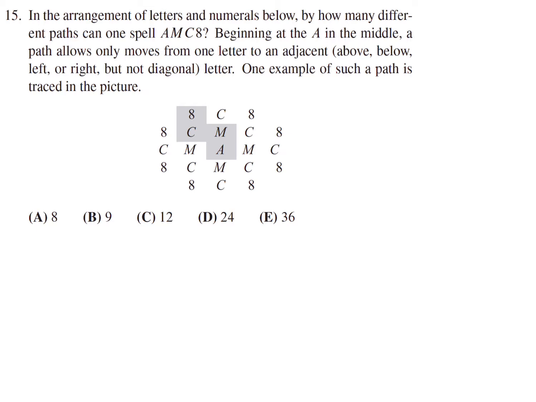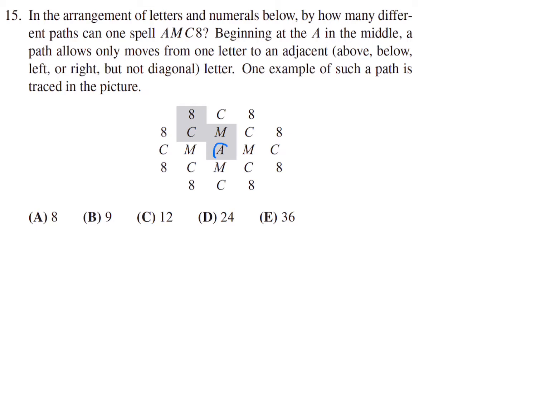In the arrangement of letters and numerals below, by how many different paths can one spell AMC 8? Beginning at the A in the middle, a path only moves from one letter to an adjacent, above, below, left, or right, but not diagonal letter. One example of such a path is traced in the picture.